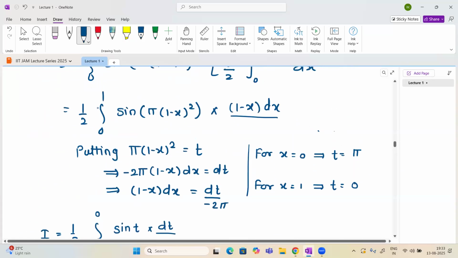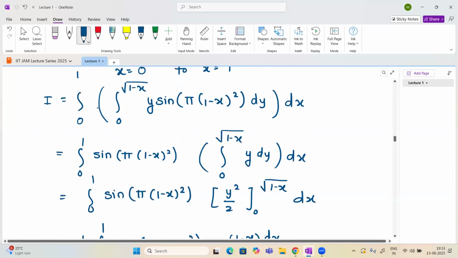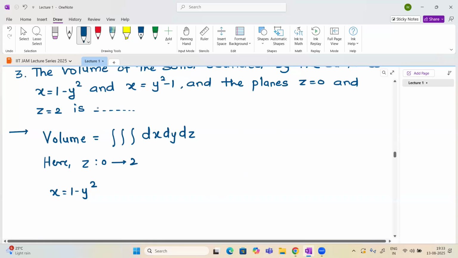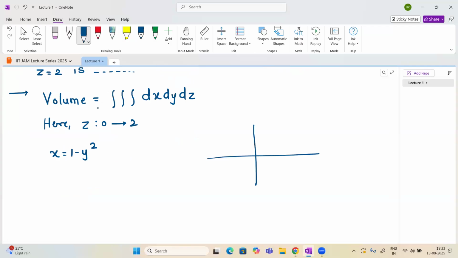x is equal to 1 minus y square is a parabola. Shall I write it directly? Already seen, no? Why shall I waste time on that? Shall I draw the parabola directly? Okay, this kind of parabola we had in the last example. 0, 1, 1, 0. Agree?